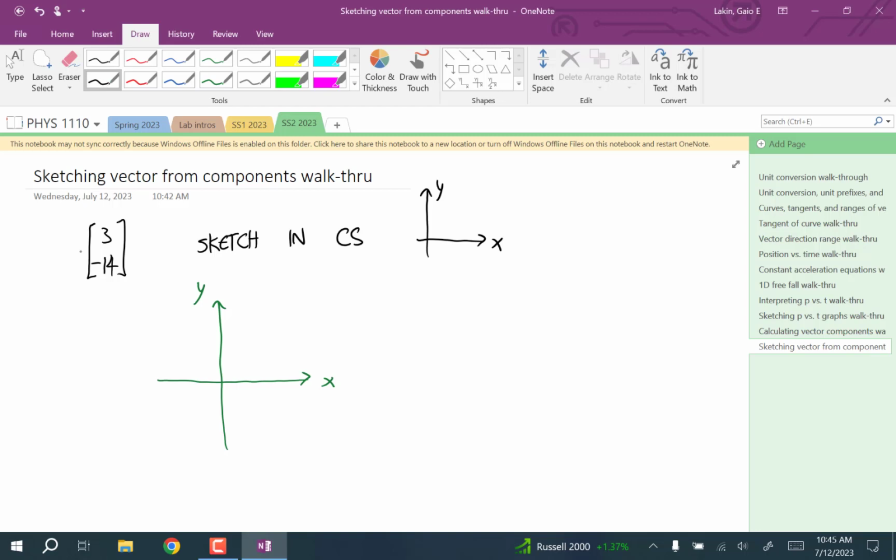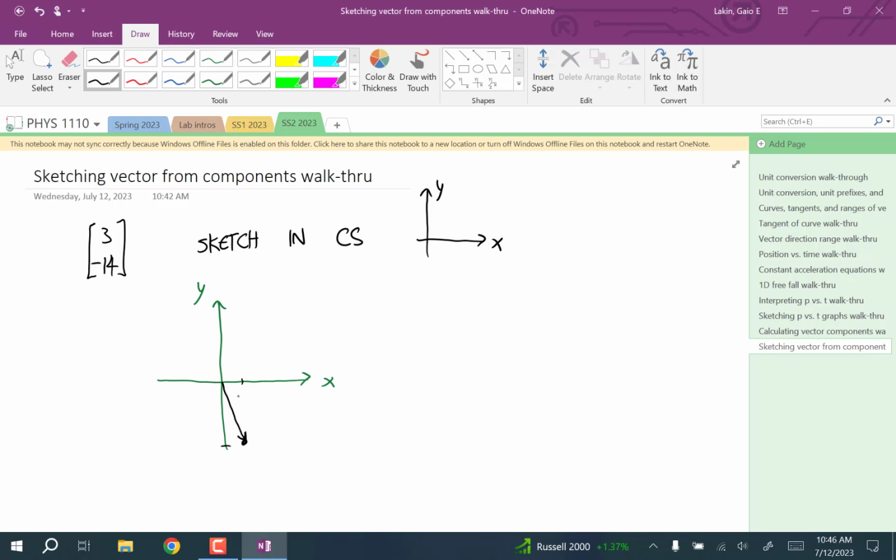Okay, so to plot the point 3, -14, we'd go in the positive x direction 3, and then in the negative y direction 14. And so this point is something like that. Now that you've plotted that point, the vector, it's a little crooked, has the tail at the origin and the head at that point. So that is the direction of the vector.